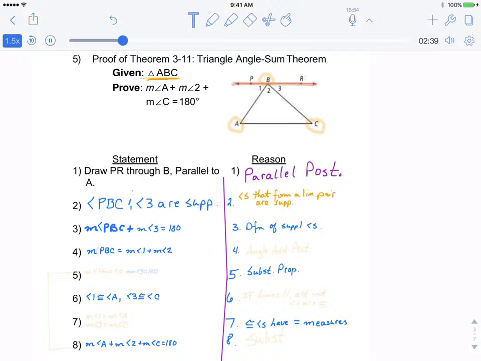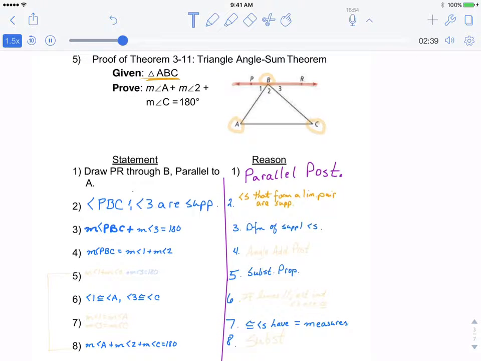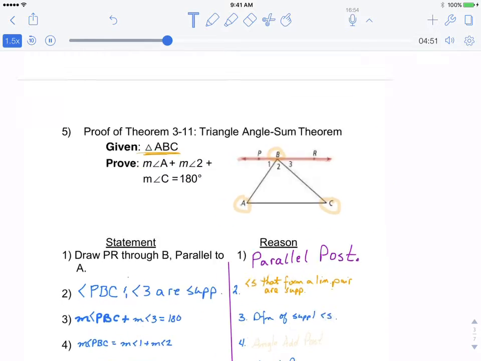Now the measure of angle PBC equals angle 1 plus angle 2. Well, why is that? That's one that we forget about a little bit, but that goes back to the angle addition postulate.